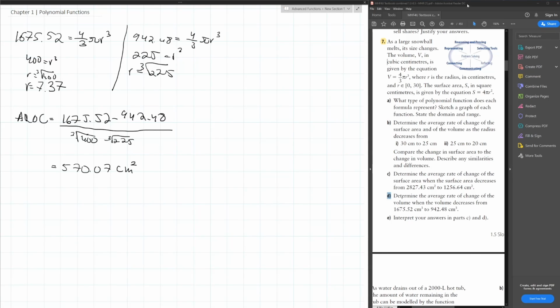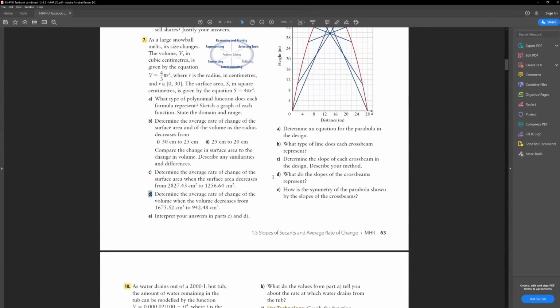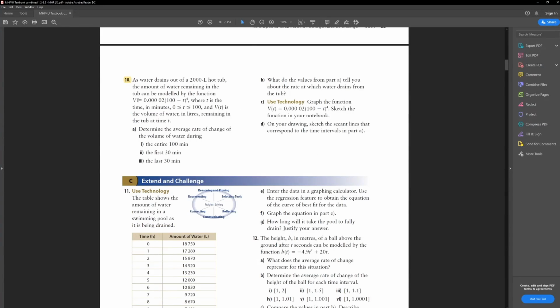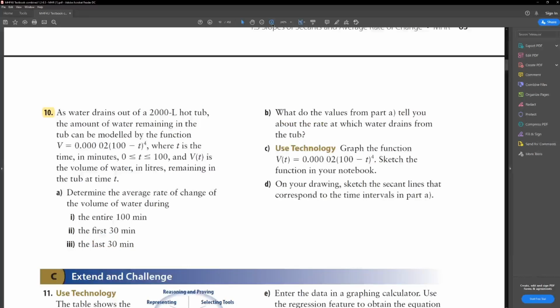Lastly, we have question 10. So for question 10, we have another similar question. As water drains out of a 2,000 liter hot tub, the amount of water remaining in the tub can be modeled by the following function, where T is the time in minutes, with its constraints, and V of T is the volume of water in liters remaining in the tub at the time T.